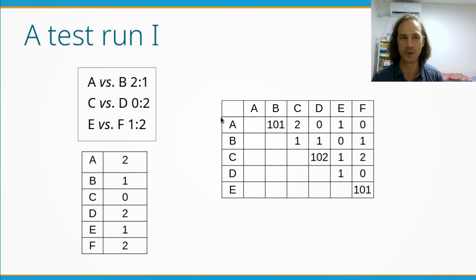So this way A and B already played against each other, so it's 100, but their point difference is 1, so this is 101. A has 2 points, C has 0 points, so A and C is 2. A and D both have 2 points, so that pair is going to be 0, etc.